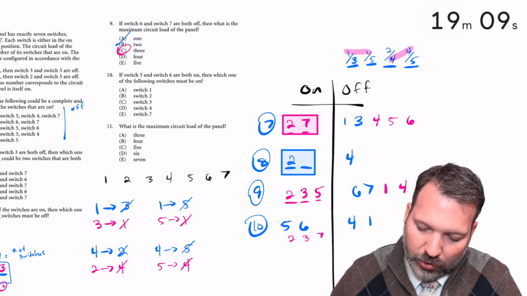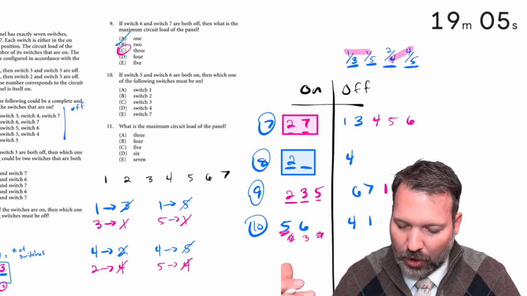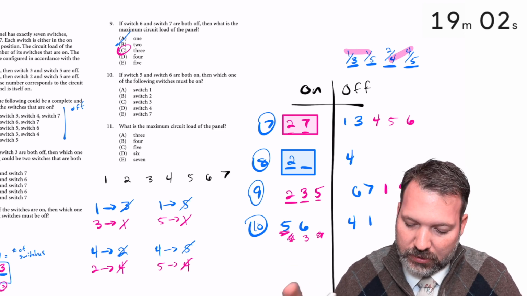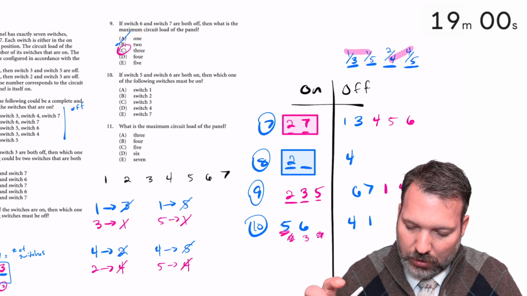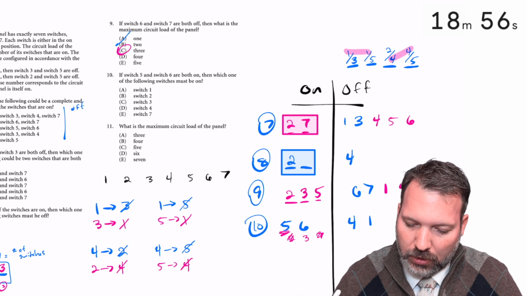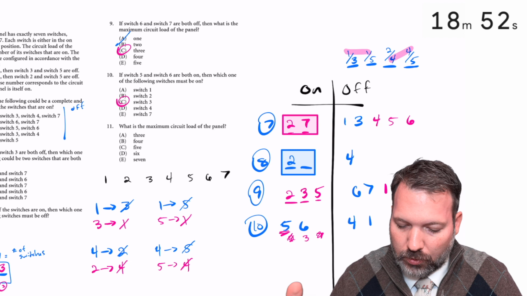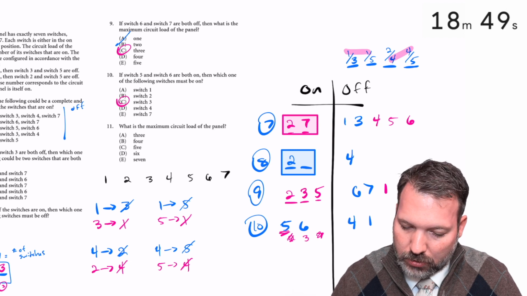So 5 could be the circuit load switch, but I could also imagine a scenario where 2 and 7 are off and 3 is the circuit load switch. I don't think there's anything else that's possible, though, since 1 and 4 are out. So 3 is the only one that's on that list twice. So 3 has to be on no matter what.